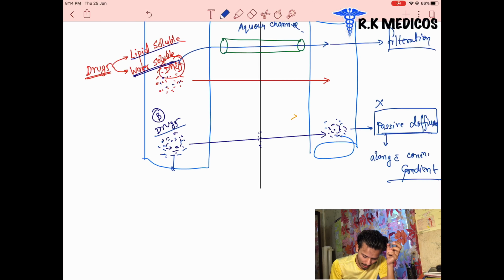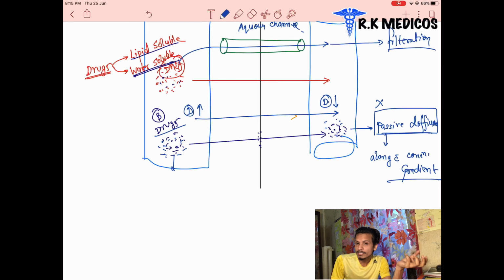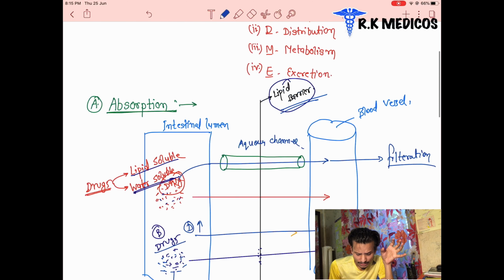They are moving from higher concentration. Suppose we take a drug where the concentration is higher, first in the GIT. In the blood vessels there is no drug, so the drug moves from the intestinal lumen to the blood vessels, because the concentration of drug is low in the blood vessels and higher in the intestinal lumen. That's why the movement of drug is from the intestinal lumen to the blood vessels. This is all about the absorption of drug.